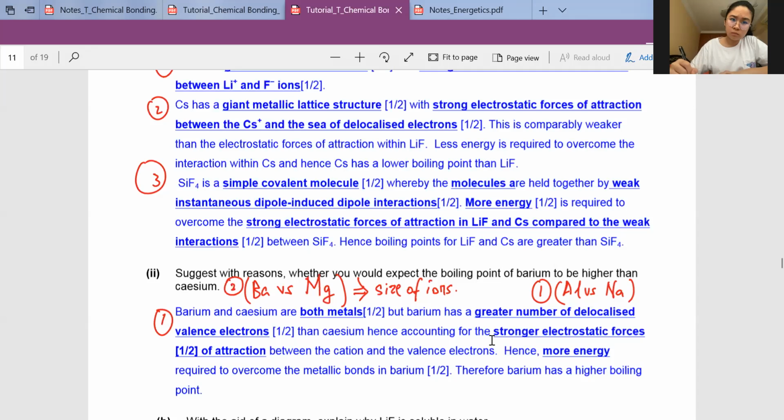But in this factor, the number of delocalized electrons is a more important factor. Every cesium is giving out 1 electron, barium is giving out 2 electrons to form the sea of electrons. So barium got double that of cesium. Okay, so this is true, just like the aluminum and sodium case. So this is just a normal, typical question testing on the strength of metallic bond.